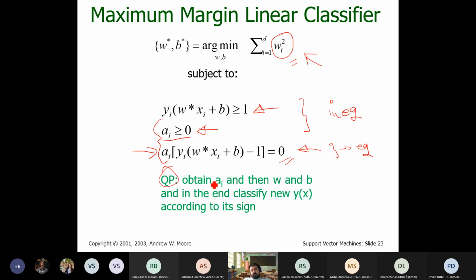Now, when we apply quadratic programming, we will obtain the values of AI. Based on the values of AI, we will obtain first W. Once we have W, we can identify the value of B. Once we have W and B, it means that we set up the classifier, and from then we can classify new instances of X and assign Y of X to one of these two classes, -1 or +1. Okay?